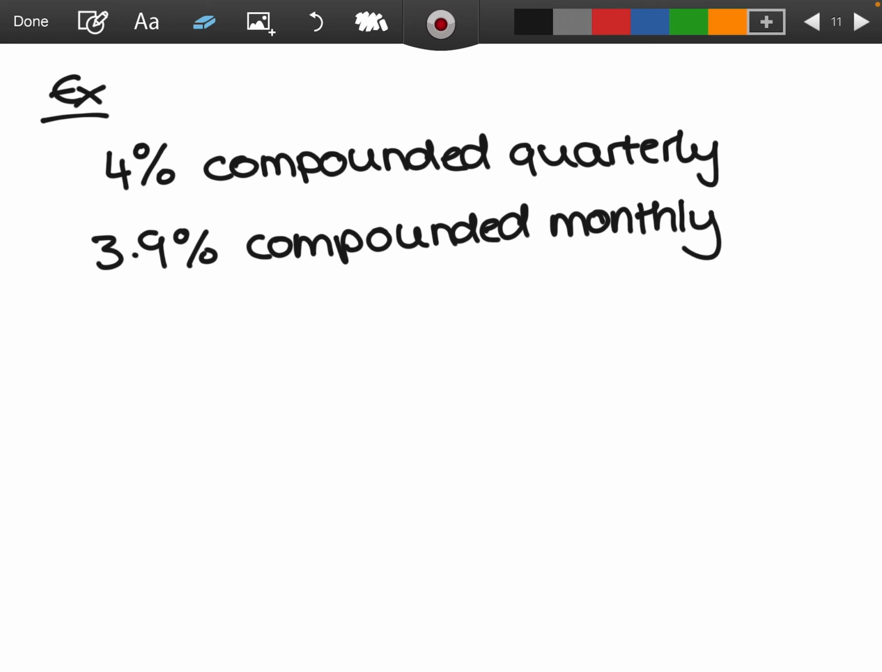So we're going to compare them by using this effective rate. That's the only way that we can compare these, because we've got two different amounts compounded at different rates. So what I'm going to do here is work out my effective rate of interest for each one.